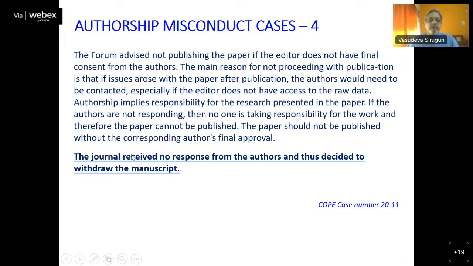Okay. So finally, the journal received no response and decided to withdraw the manuscript. It is so sad. Again, you have a manuscript that has been accepted, going through so many rounds, time, etc., and everyone's time and effort has been wasted here.